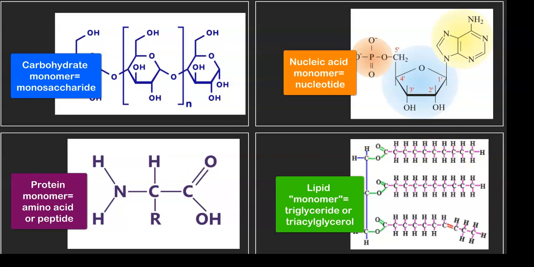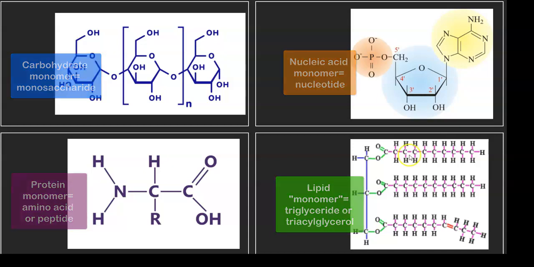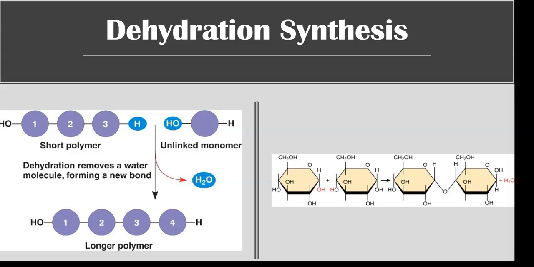But let's talk about how monomers link up with other similar monomers to make those polymers. The monomers of carbohydrates, nucleic acids, and proteins form polymers in the same way. Now, lipids have a different process by which they're built, which again is technically why they're not considered macromolecules. But the process by which monomers connect is called dehydration synthesis, or a dehydration reaction.